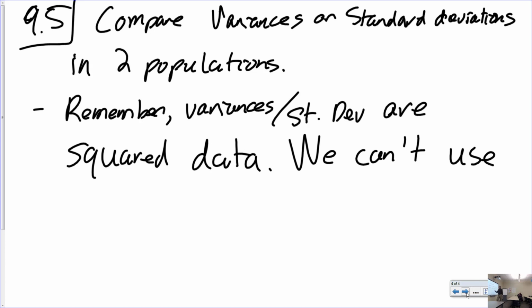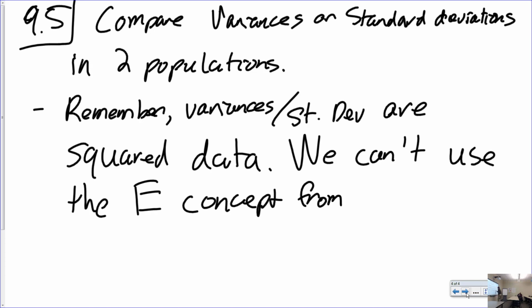We can't use that. And if you think about it, back in chapter 8, we couldn't use that either when we were just looking at one variance or standard deviation and trying to figure out its confidence interval.